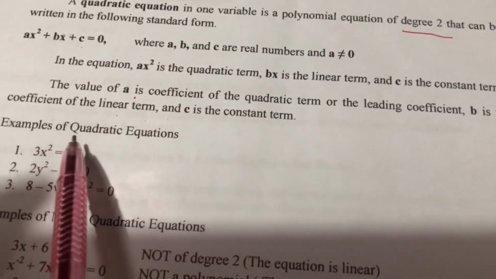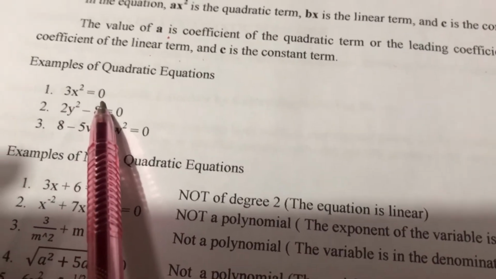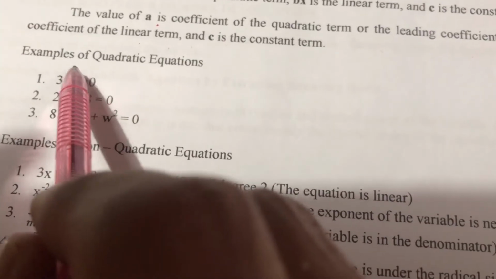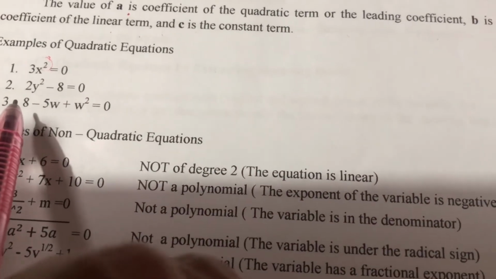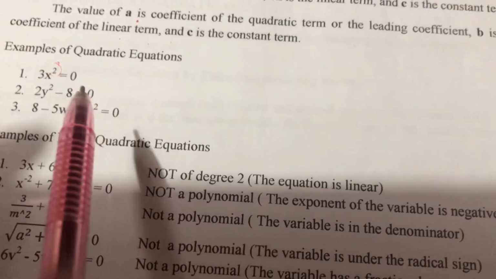So, examples of quadratic equations. Number 1, 3x squared is equal to 0. Yes, this is an example of a quadratic equation. Bakit? It's just because of the degree. Nasa second degree siya. Next, number 2, 2y squared minus 8 is equal to 0. Still, this is an example of a quadratic equation dahil naman sa exponent na 2.